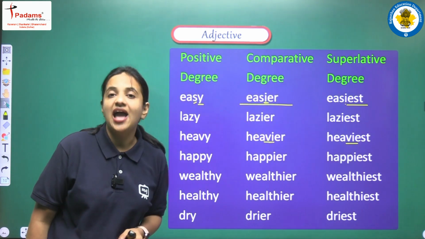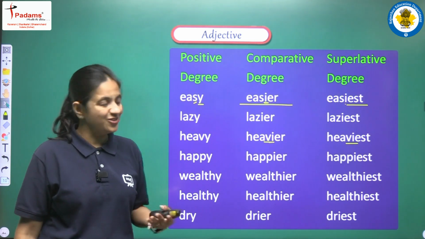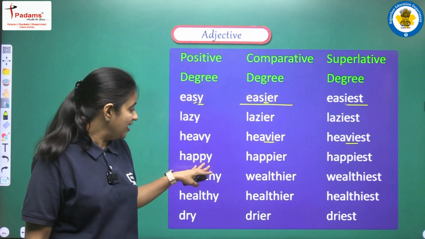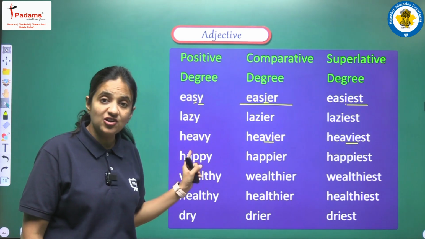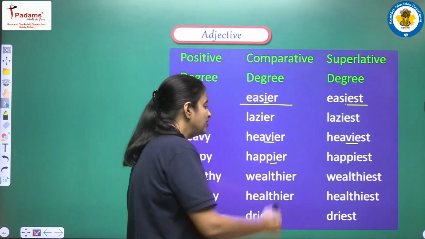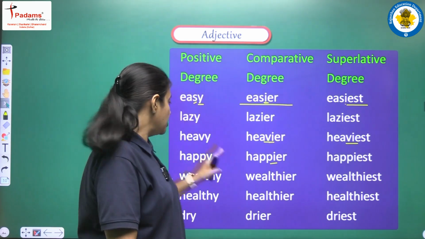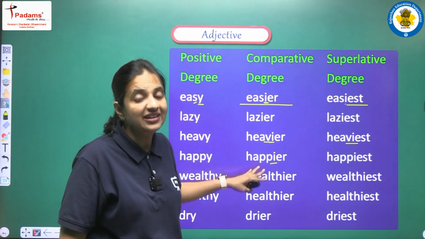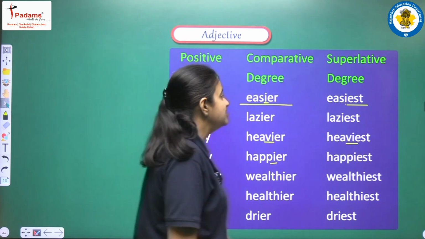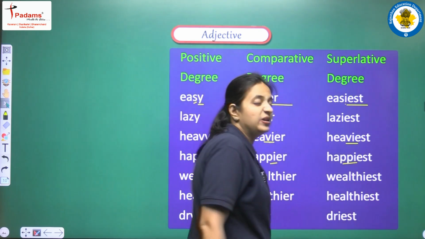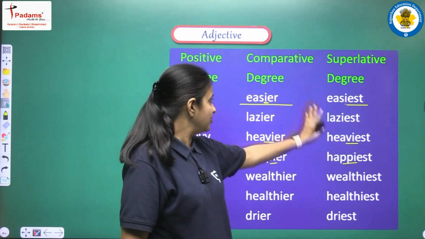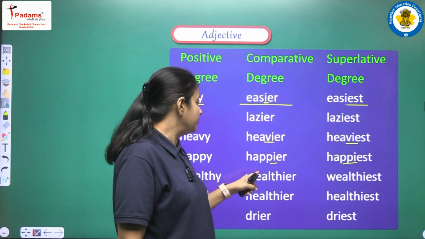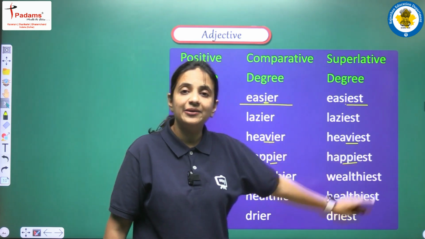Next we are having happy. Happy is a positive degree word. At the end of the spelling we are having Y. Before Y we are having one consonant also. So again Y will be replaced with I. So happy will be happier in comparative degree, and in superlative degree it will be happiest. And you can see in both the degrees, comparative and superlative, we are replacing Y with I.